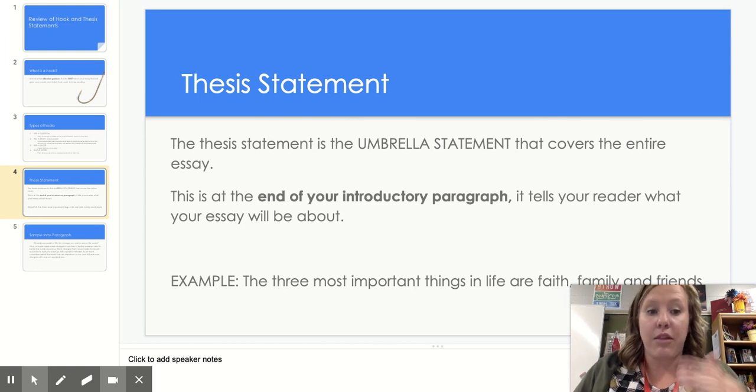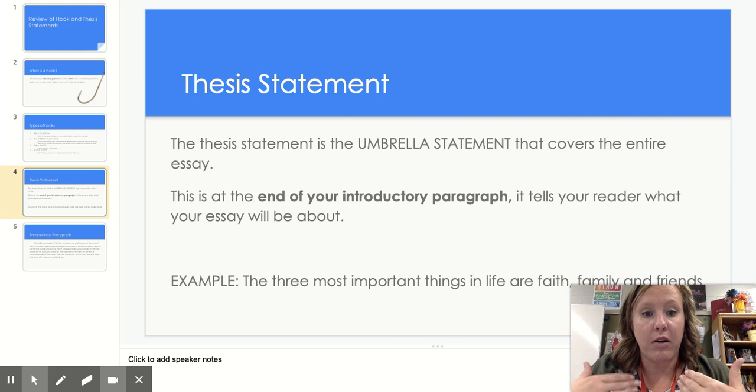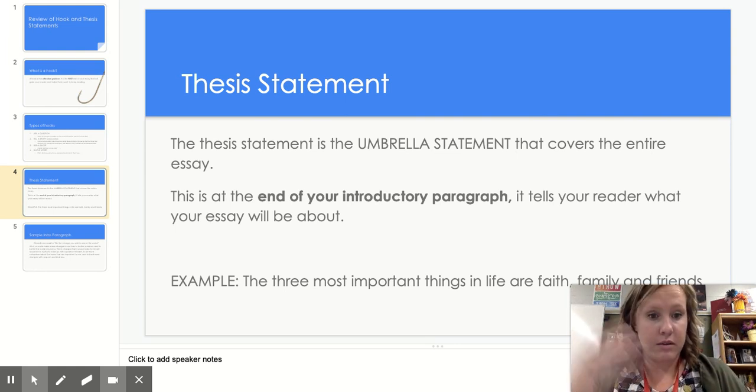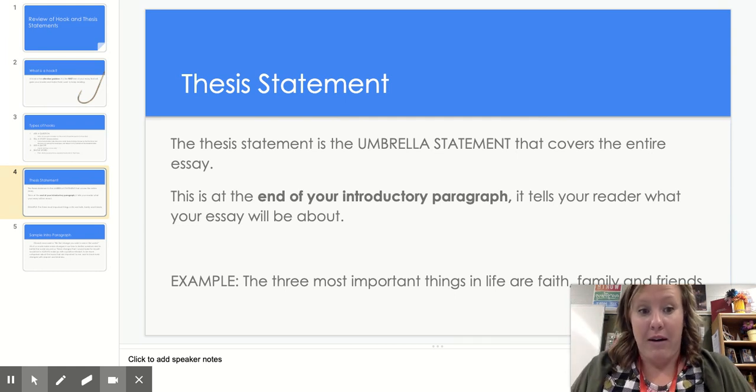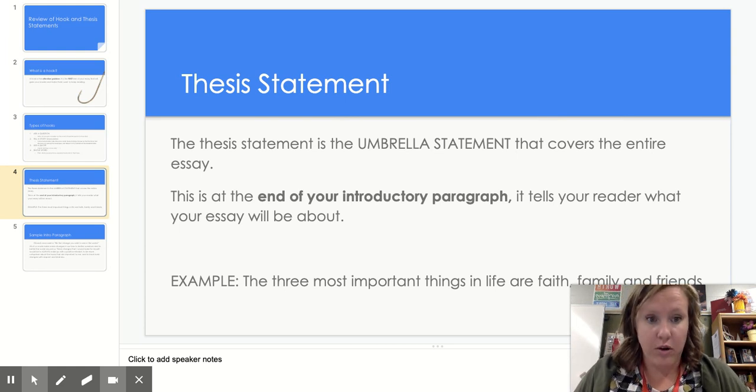So you could say the three most important things in life are faith, family, and friends. And then you're going to have a paragraph on faith. You're going to have a paragraph on family. You're going to have a paragraph on friends. Okay. You do not use phrases like, I'm going to tell you about, or this is going to be an essay on. No, you just straightforwardly make a statement.